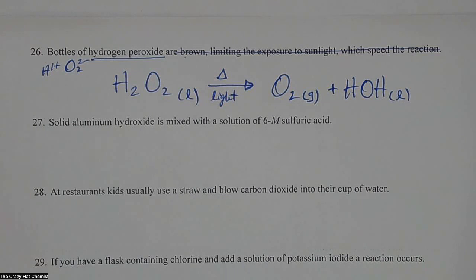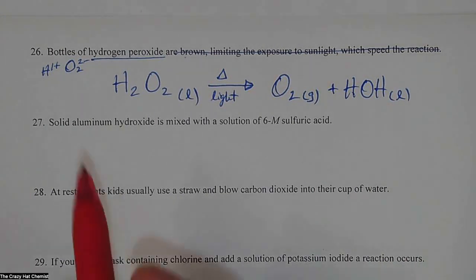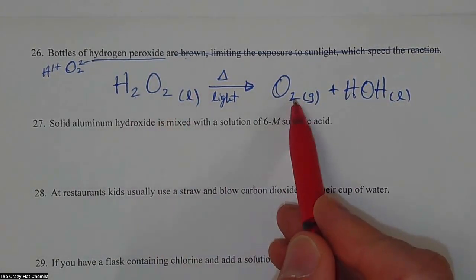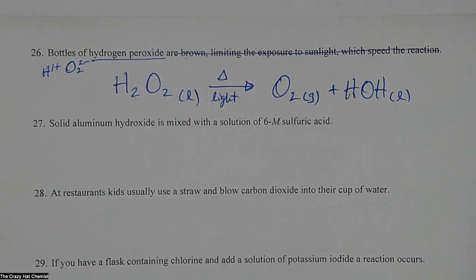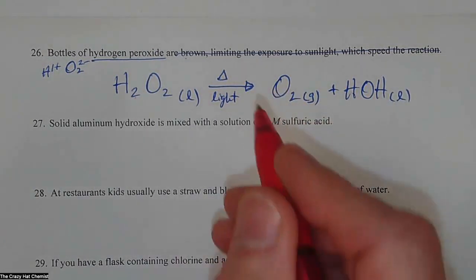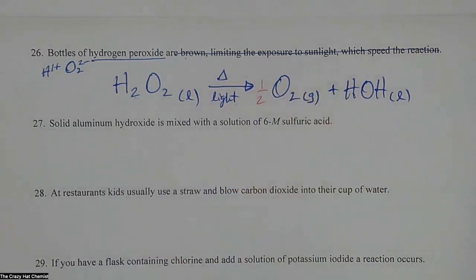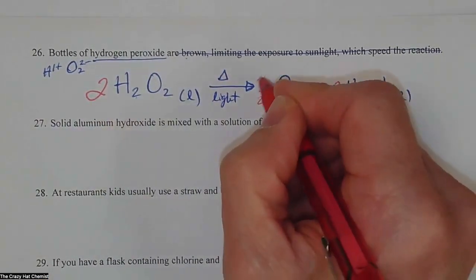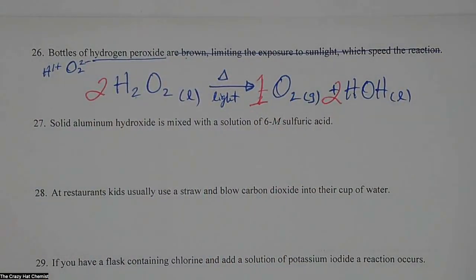Okay, so here we go. This is very similar to a previous problem in terms of balancing at this point in time. I have 2 hydrogens, 2 oxygens, and 2 plus 1, that is 3 oxygens on the product side. So I could do a fractional coefficient of 1/2 and then multiply everything by 2. And then I have my balanced chemical equation right there. Fantastic. Everybody should be happy. Are you smiling yet? You should be smiling. All right, here we go.